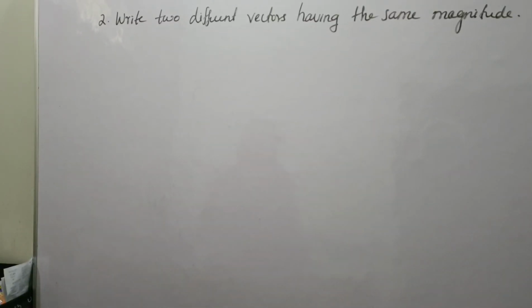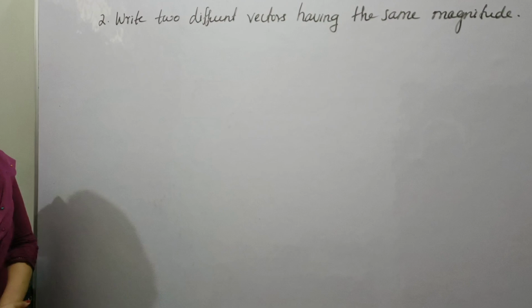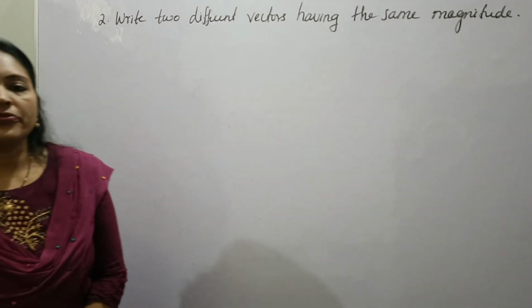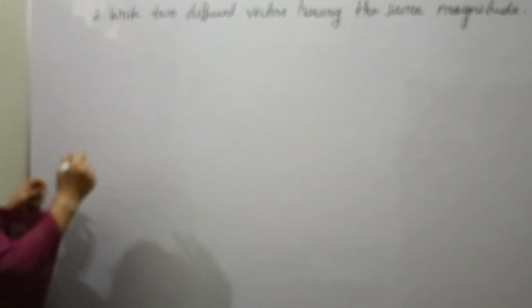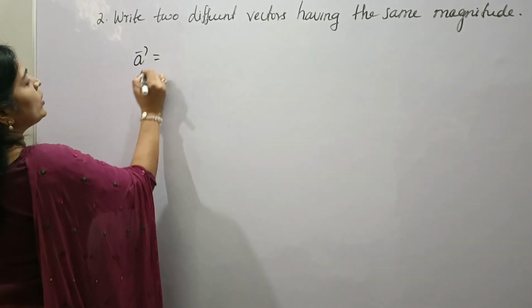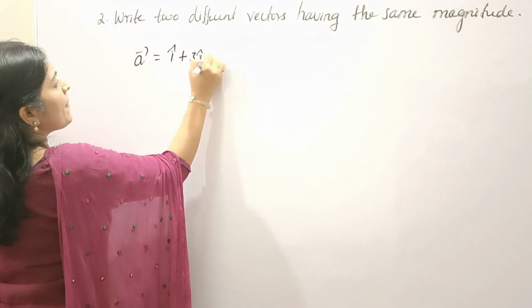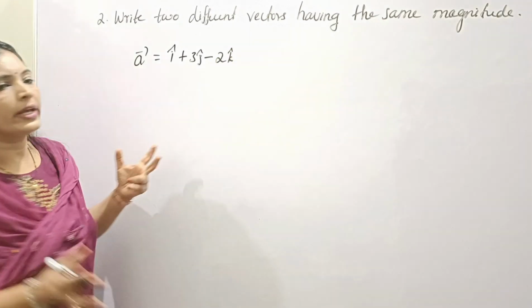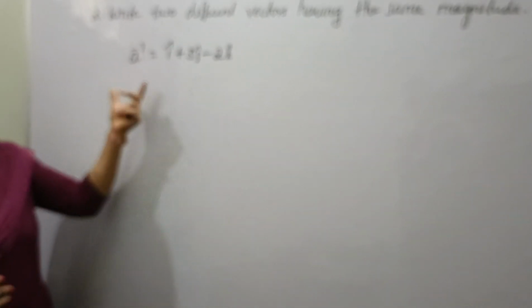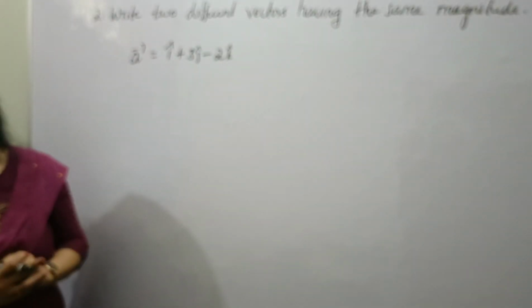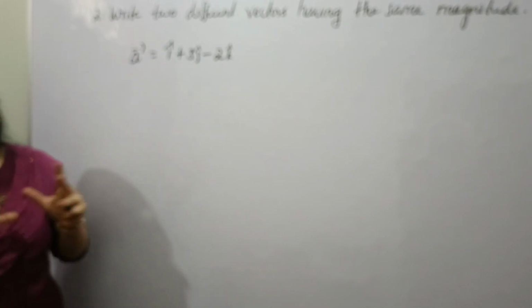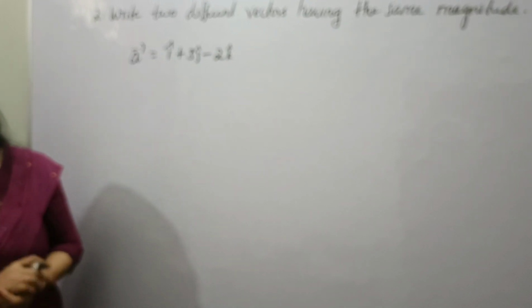Write two different vectors having the same magnitude. So here for this, first of all, let's take any vector. Vector A is equal to i plus 3j minus 2k. Okay, we have taken any vector. See, what are the coefficients of i, j and k? 1, 3, minus 2. So here we just change the position of these coefficients.